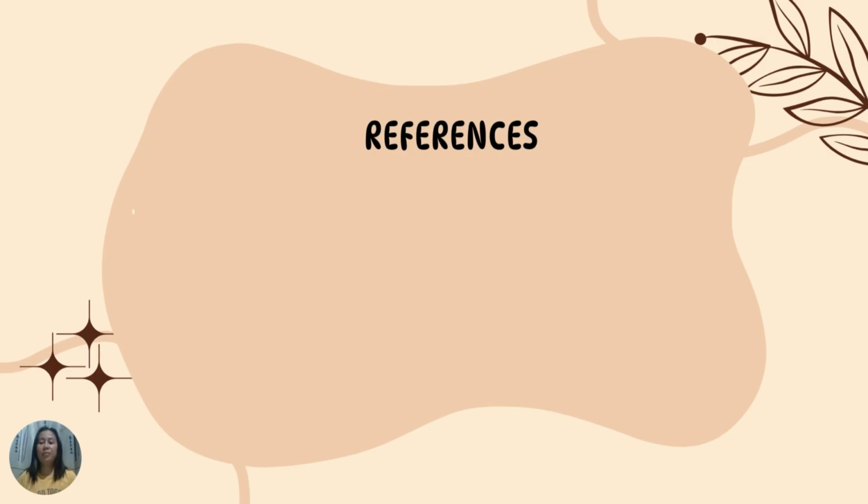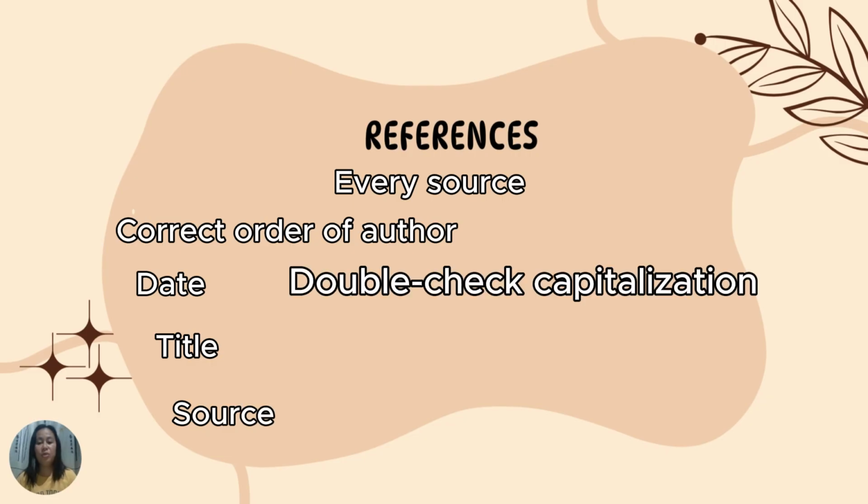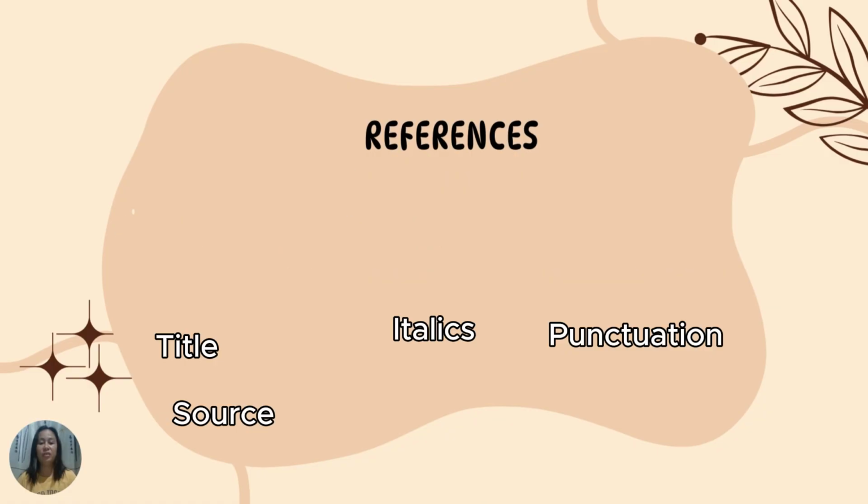So, before we wrap up, let's talk about the references. In Chapter 2, every source you mention in the review of related literature must appear in your reference list and vice versa. Use a consistent citation style like the APA 7th edition to give credit to the authors whose work you reviewed. Format each entry carefully, following the correct order of author, date, title, and source. Double check capitalization, italics, and punctuation. Good referencing not only avoids plagiarism but also makes your proposal look professional and credible.